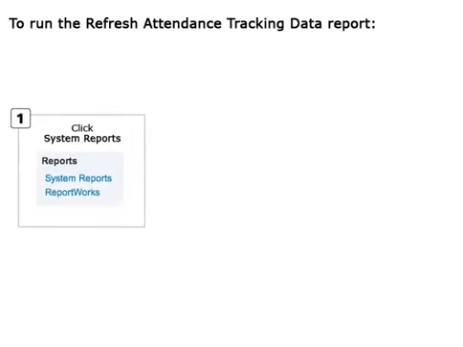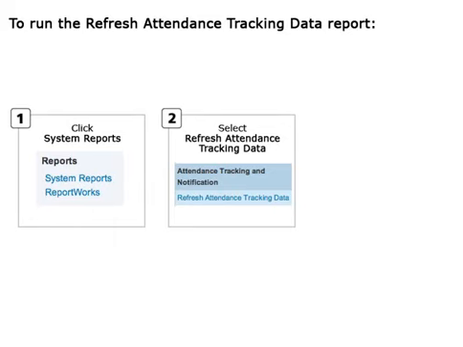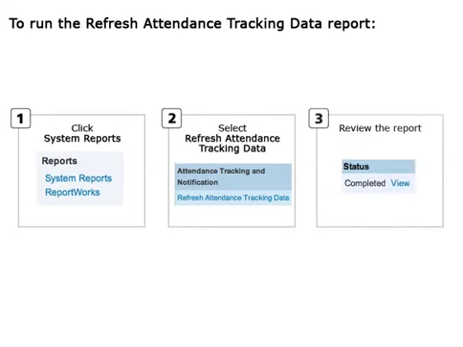To run the Refresh Attendance Tracking Data Report from the district office, click System Reports. Then on the report page, select Refresh Attendance Tracking Data. To run the report, click Submit. Review the report to verify the correct information was updated.